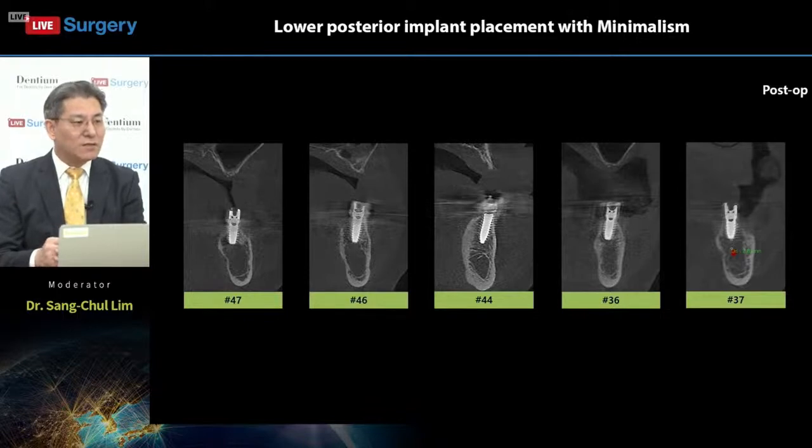Number 36, yeah, very well done also. Oh, I want to make some comment about this number 37 area. Can you see the red dot? This red dot is from the automatic nerve detection function of the cone beam CT.